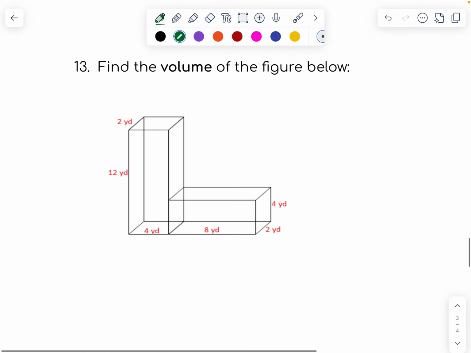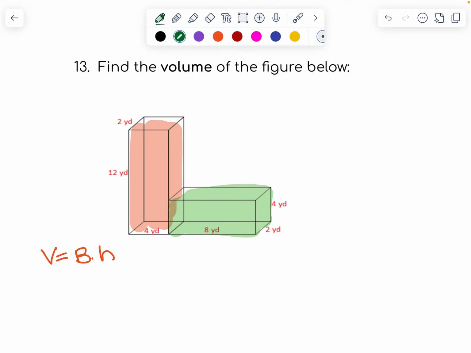All right, find the volume of the figure below. This is called a composite. So I'm going to find the volume of this one and then add this one to it, right? And to do it, you just find volume is the area of the base times the height. We're doing prisms here. We got it, right? So I've got a 2 by 4 by 12. The other one is 8 by 2 by 4. Come on, finish that up.